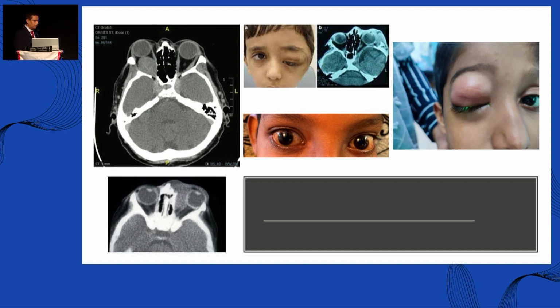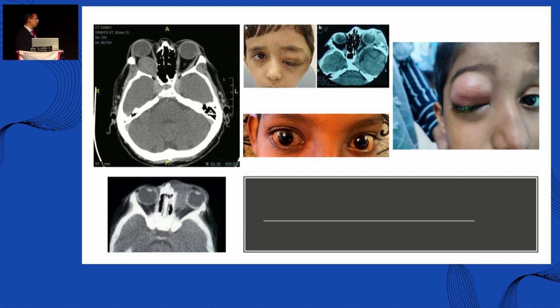There are a few pictures, and if you see here, the eye is moving. It is proptosis, and the lesion is over here. And in this one, the eye is moving down with proptosis, so the lesion is in the supratemporal area. So you can see, if the eye is moving in this direction, the lesion is on the opposite side. And the next one is a bilateral proptosis case.